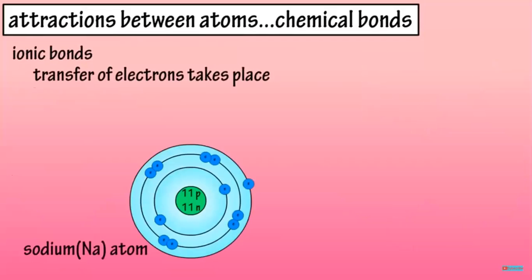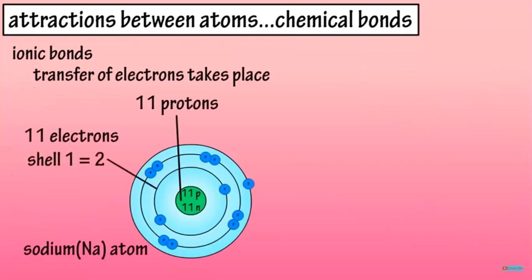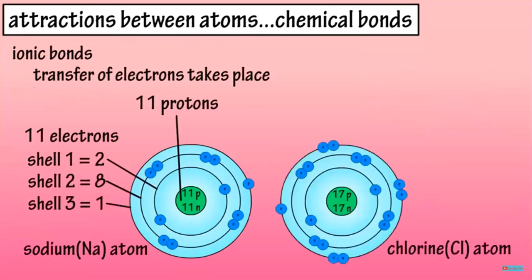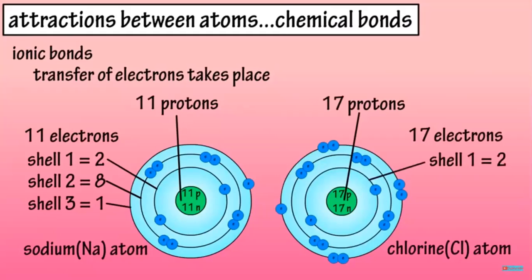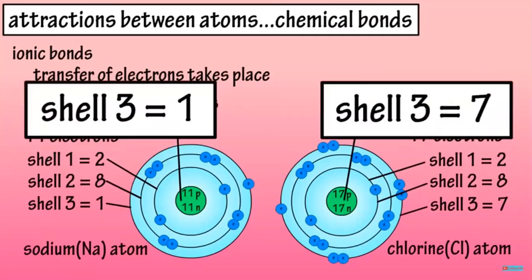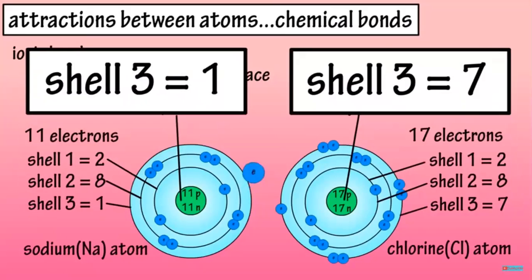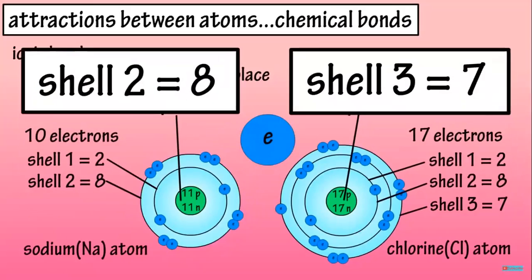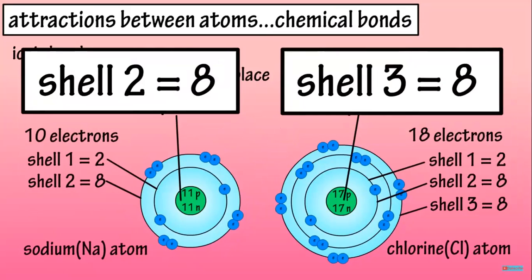Here we have a sodium atom, which has an atomic number of 11, meaning it has 11 protons in its nucleus and 11 electrons in its shells or energy levels. Shell 1 has 2 electrons, Shell 2 has 8 electrons, and shell 3 has 1 electron. And here we have a chlorine atom, which has an atomic number of 17. So, 17 protons and 17 electrons. It has 2 electrons in shell 1, 8 in shell 2, and 7 in shell 3. We know that atoms want to have 8 electrons in their outer shell. So, sodium can give up 1 electron, and now it has 8 electrons in its outer shell, and chlorine can take that electron from sodium, and that will give it 8 electrons in its outer shell.